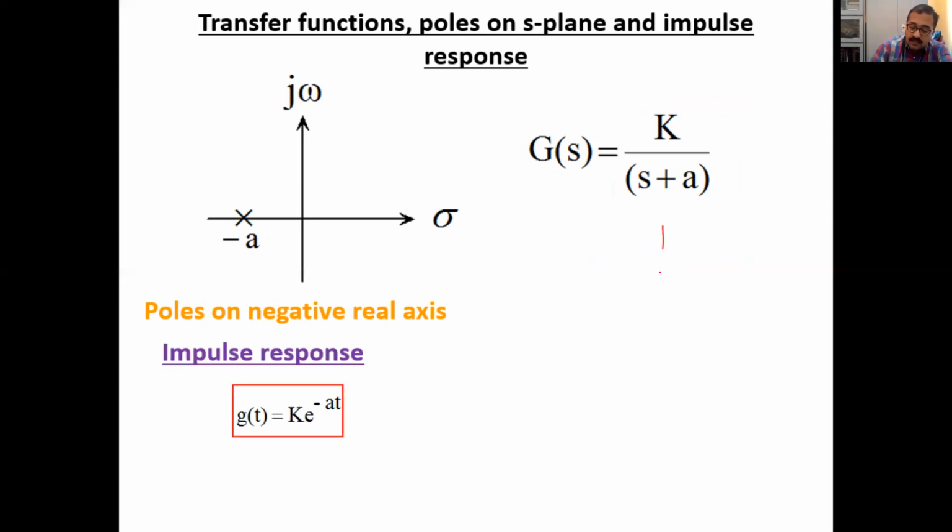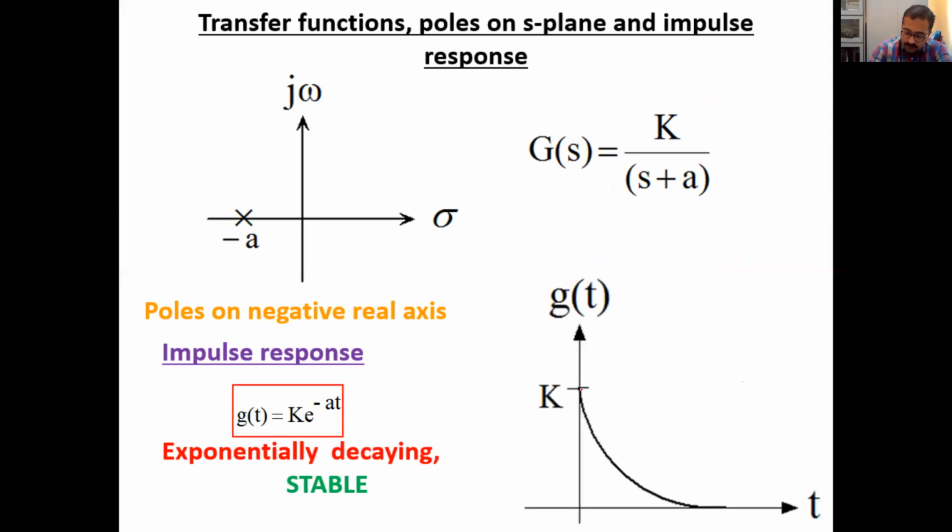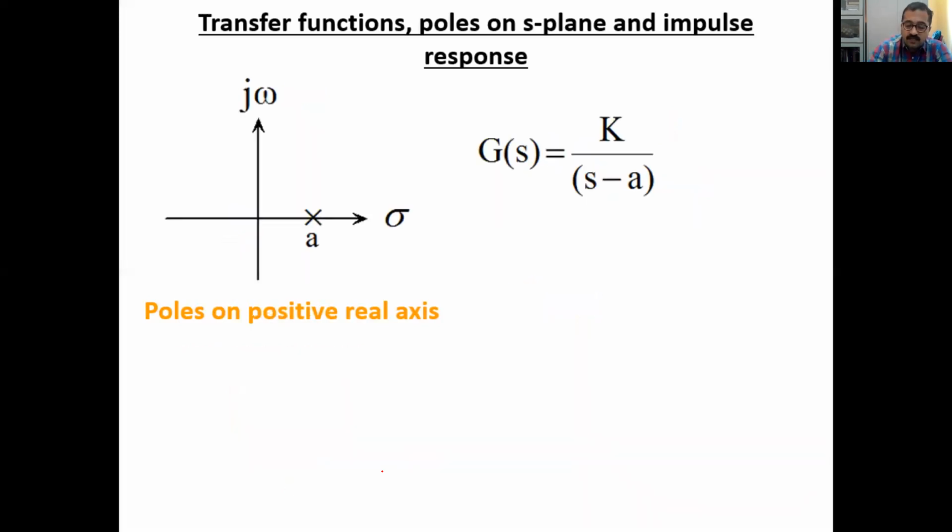So what will be the nature of the impulse response? This is time t, and this is the output c(t). Put t equal to 0, it starts from K. Put t equal to infinity, it becomes 0. So it is an exponentially decaying response. As per the stability definition, the system is stable. In this case, the pole was in the left half of the s-plane, and the system was stable.